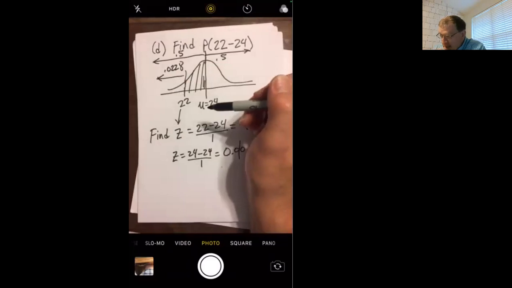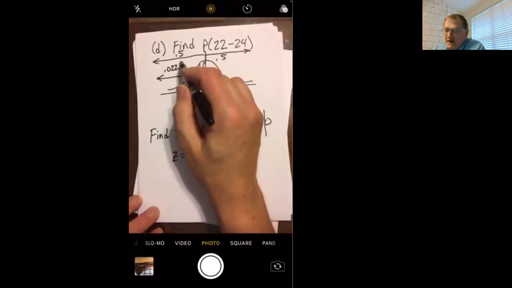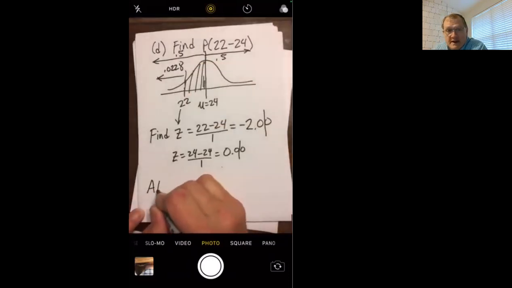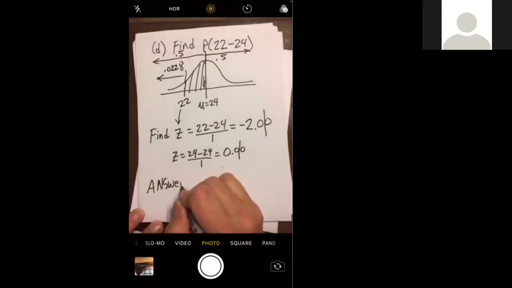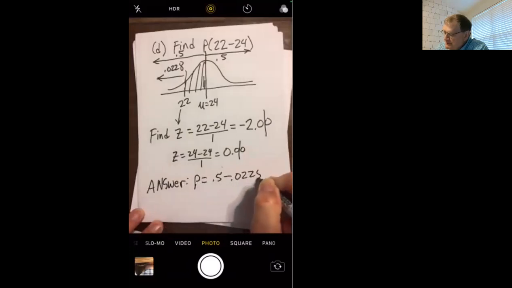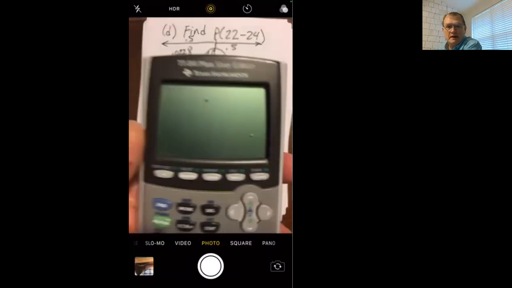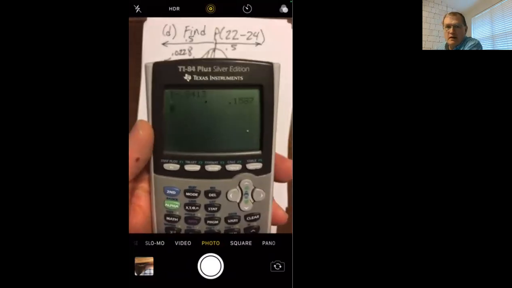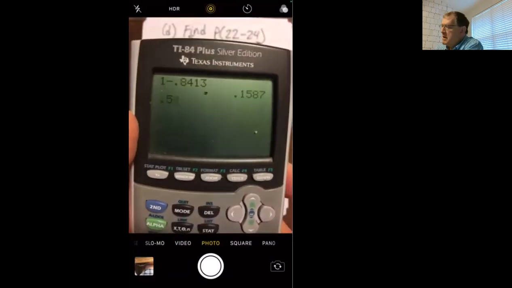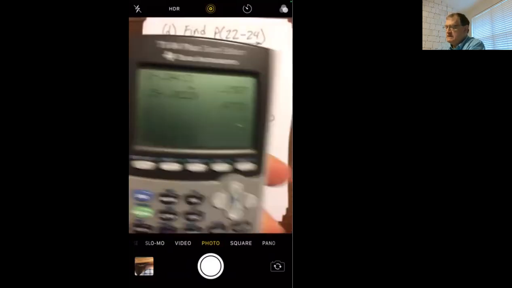So you see how to get your answer? This is contained inside the 0.5. You would simply subtract them, right? It equals 0.5 minus 0.0228, which is 0.4772.